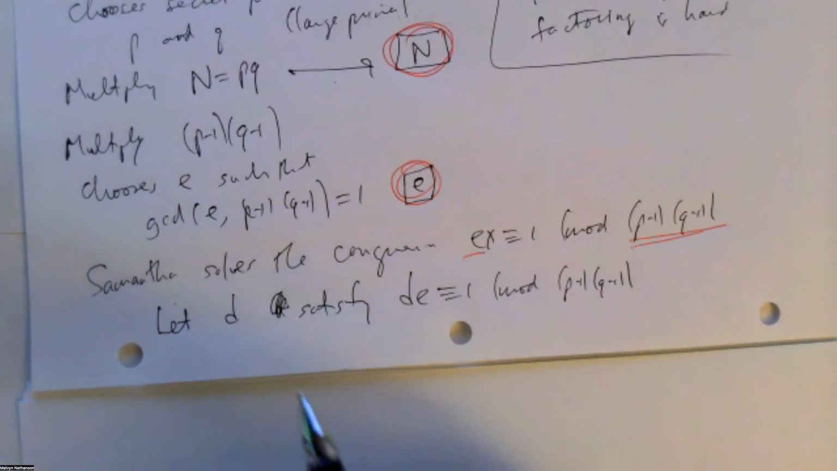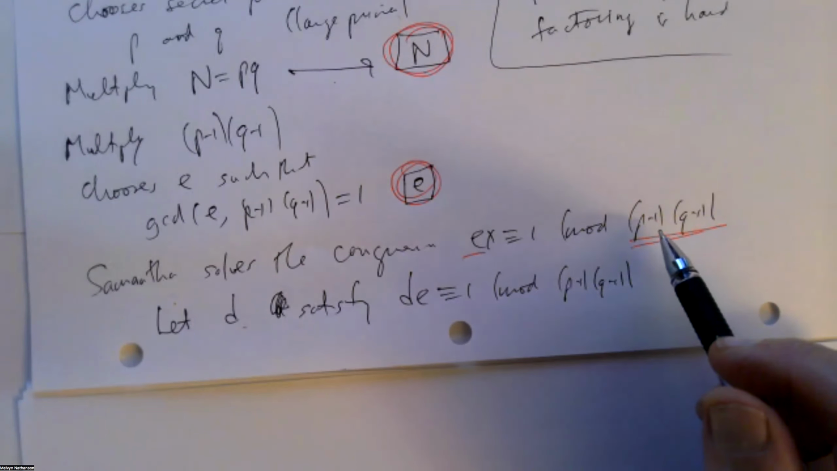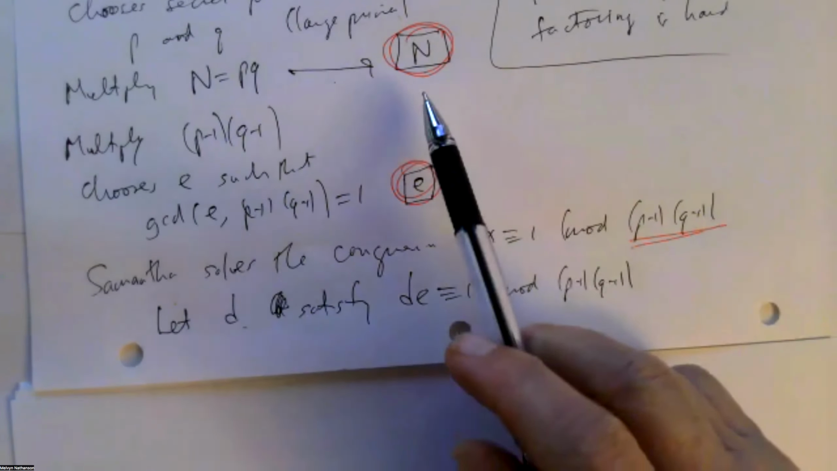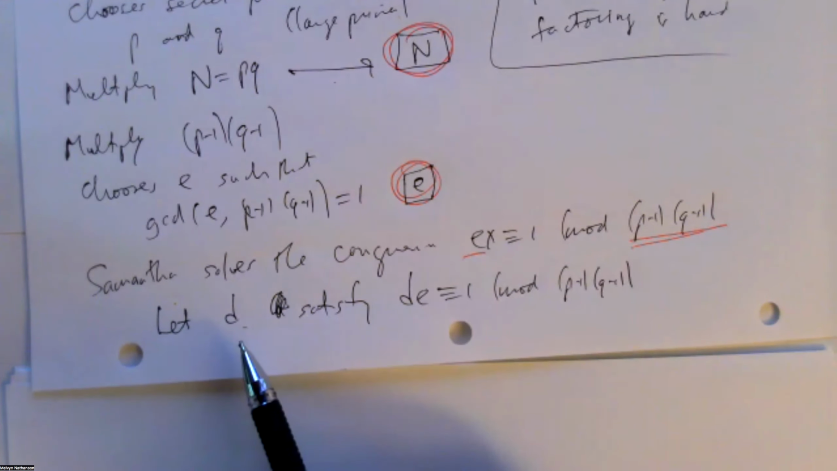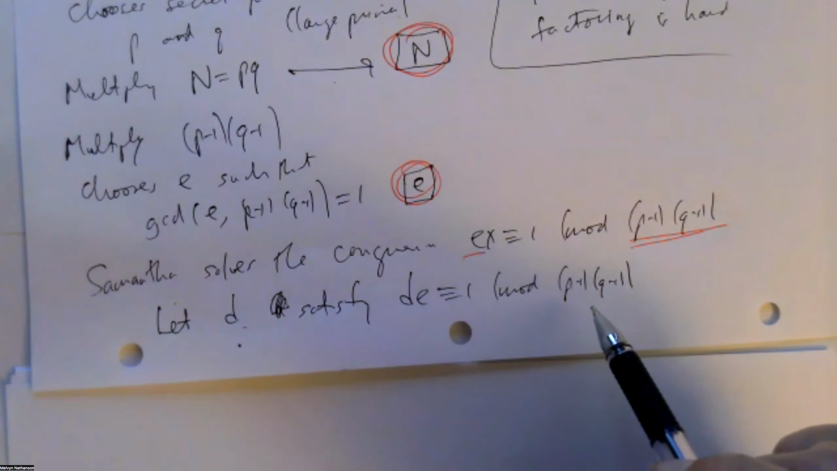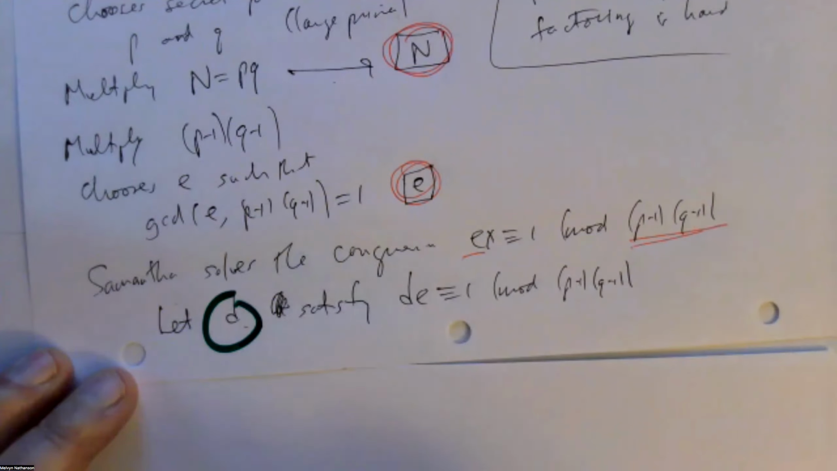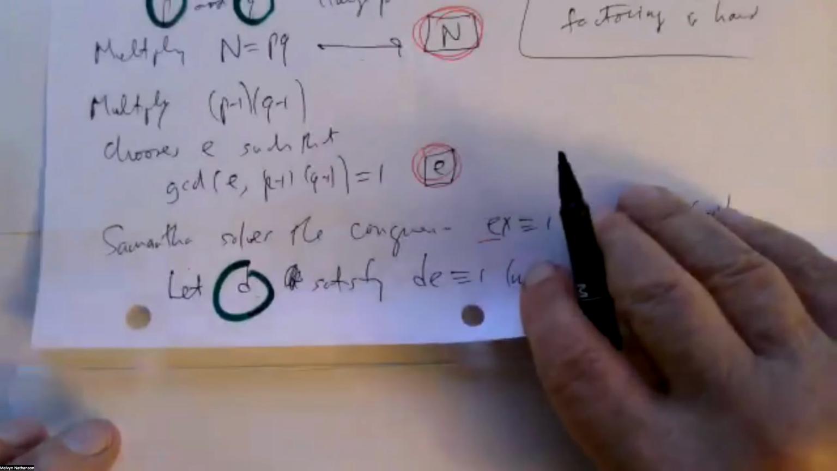Now, why can someone else not get this number d? To get the number d, you have to know (p minus 1)(q minus 1). You get that only by knowing, in effect, what p and q are. You can only get the primes p and q by factoring n, and no one knows how to do that. So Samantha knows this number d such that d times e is congruent to 1 modulo this. And this number d, that's Samantha's secret. So Samantha's secret is the number p, the number q, and this number d. All right.